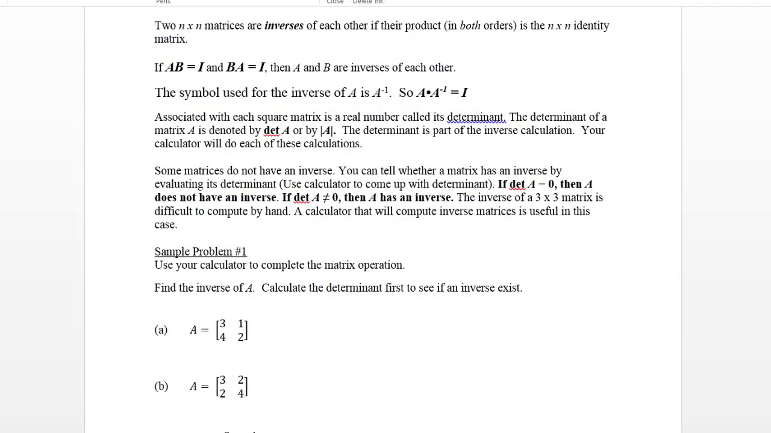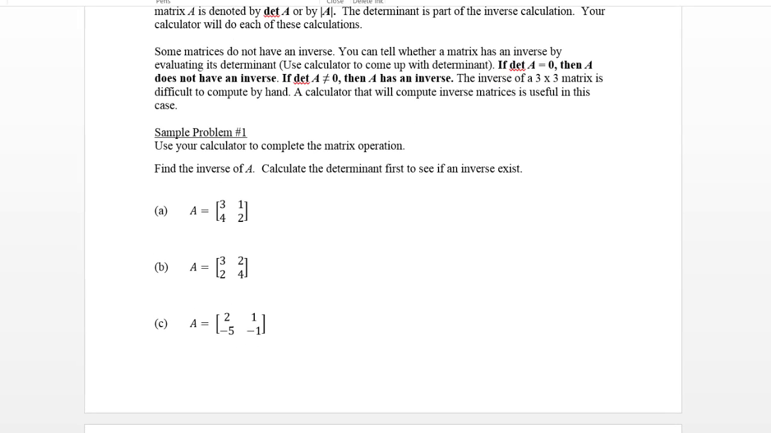Since you haven't had the opportunity to see this on your calculator yet, I'm going to show you the first one, part A, and then I'm going to ask you to do part B and C on your own. For sample problem 1, it asks us to use the calculator to complete the matrix operation. It says find the inverse of A, and calculate the determinant first to see if it has one. So we're going to take the determinant.